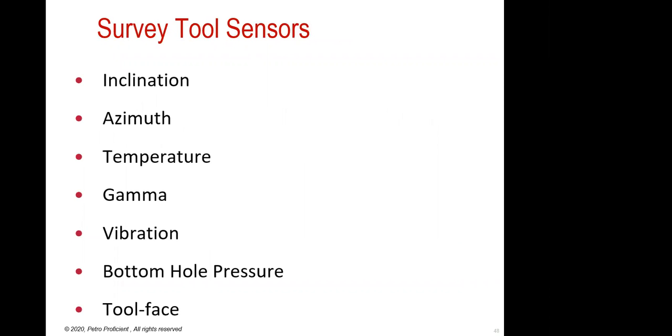Now, what else? What do these tools measure? The tools basically measure inclination, azimuth, temperature. You have your gamma ray, you have your vibrations, your bottom hole assembly, and your tool face.